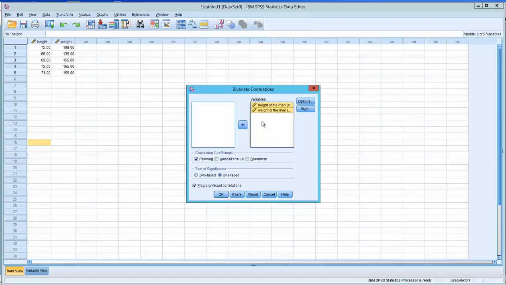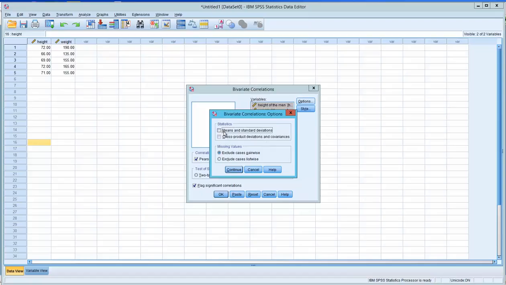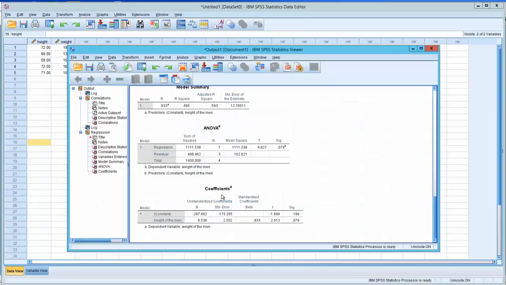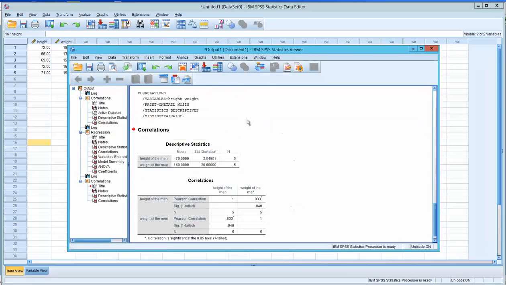Now that I've done that, if I want to have the descriptive statistics for my variables, I can go to options and select for the output to tell me the means of the height of the man and the means of the weight of the man. So I can check means and standard deviation as my descriptive variables. And then I'll click continue. Now I have set this whole thing up for analysis. So all I have to do is click my OK button, and here is my analysis.